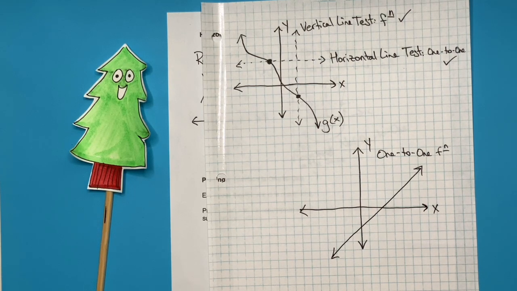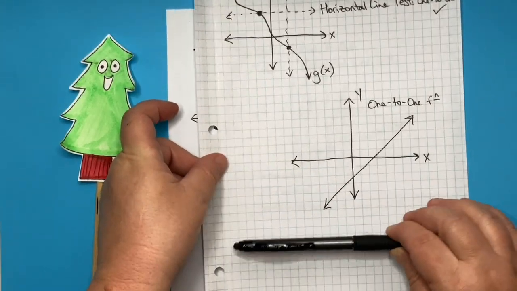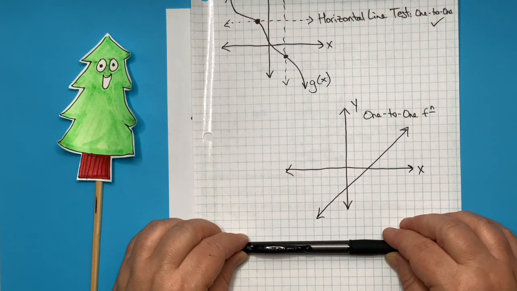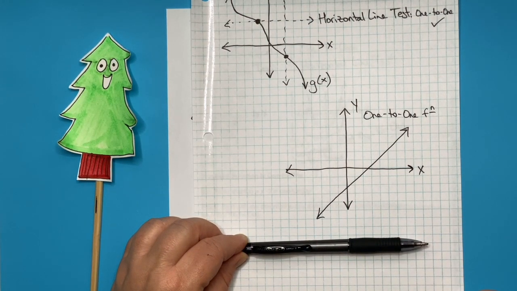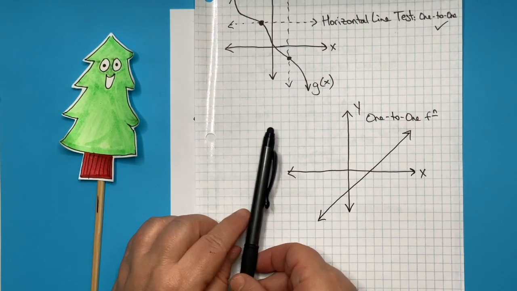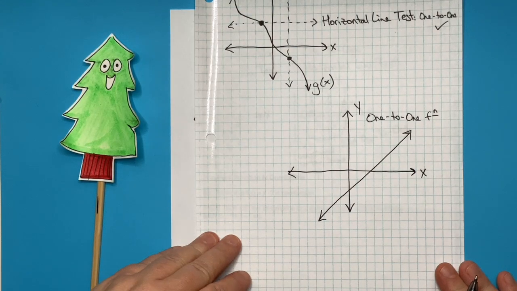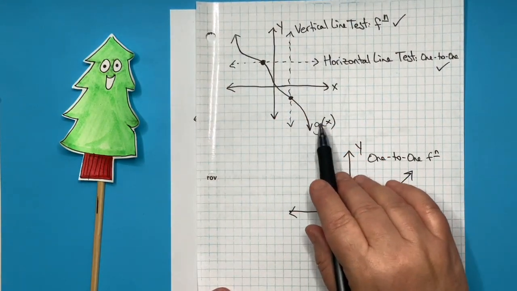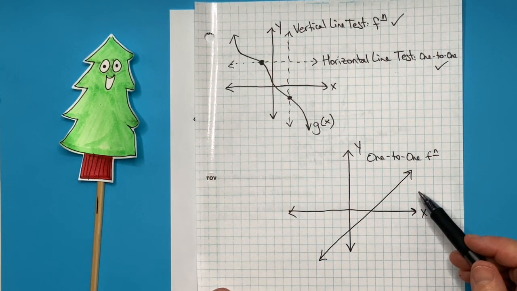Could you be a horizontal line? And I claim no, because then you would fail the horizontal line test. All the points would be on that line. That would not work, right? Could you be a vertical line? Nope, because then you're not a function. So you have to be a function which starts going in one direction and keeps going, either decreasing or increasing.